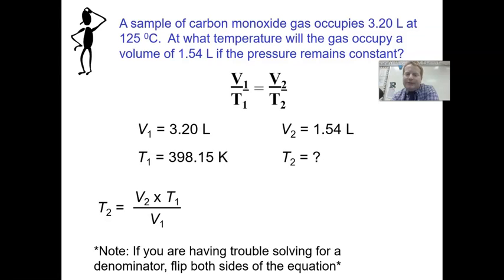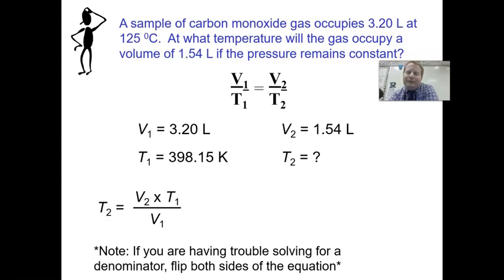One way to do this is to isolate T2 first, right? What I recommend, I don't know if you knew this for math, it's very difficult to solve for a denominator, right? It can be challenging. The best way to do it is to flip the equation, flip the script. Make this into T1 over V1 equals T2 over V2. As long as you flip both sides, that's mathematically allowed, believe it or not.